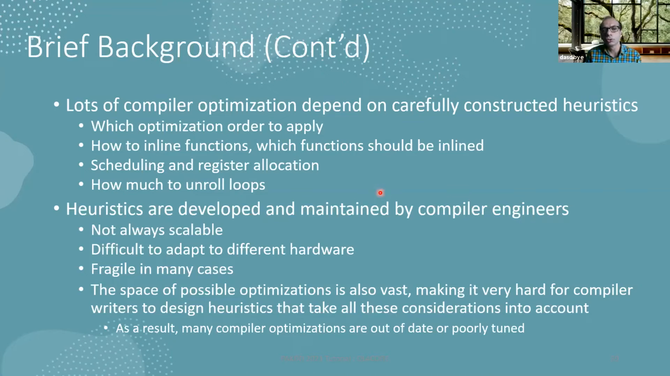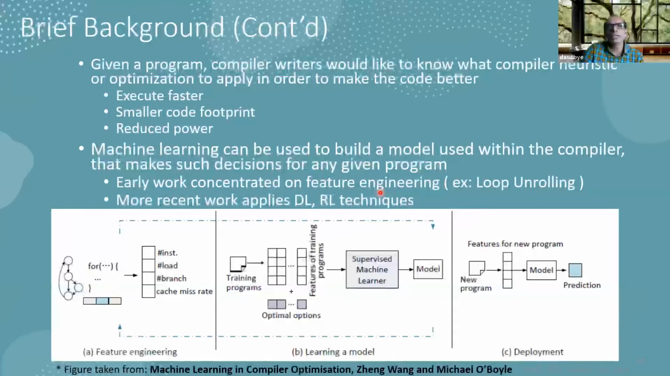in many cases. Also, the space of possible optimizations that are there, we really cannot, as compiler writers, explore them, because our time is limited, our thought processes are limited, and our timing for the release of certain compilers aligned to certain hardware is limited. So as a result, people have found that many compiler optimizations are out of date. We are still using things that were written 10 years back and have not been tuned at all for modern hardware, right? So things like that. These are the challenges people face with traditional compiler optimizations.